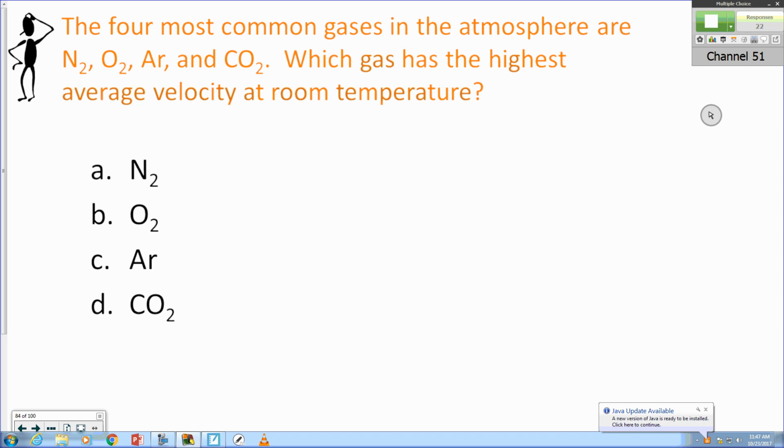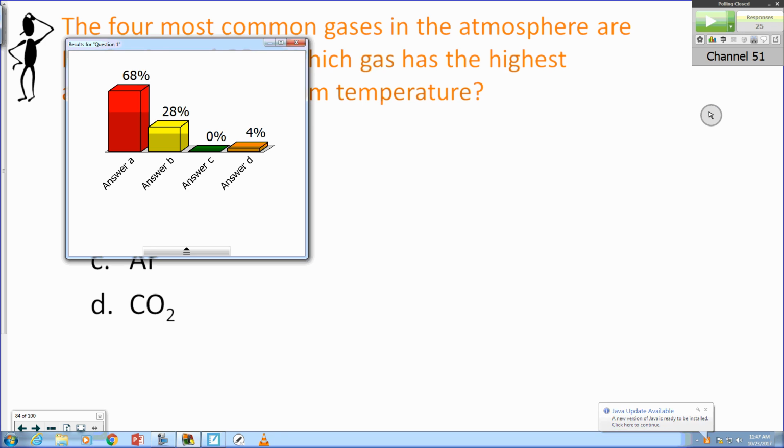Couple more. Three more answers. Okay. All right, we're all in. Survey says most of you think it is choice A. Choice B got quite a few votes. Nobody went with C, though.